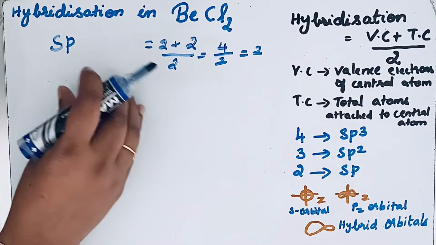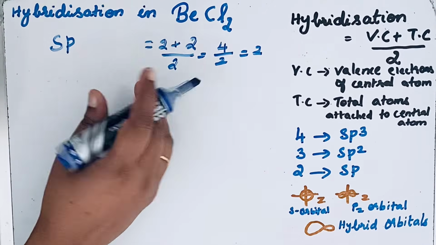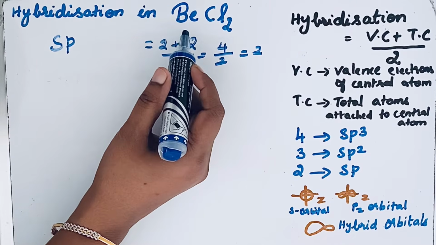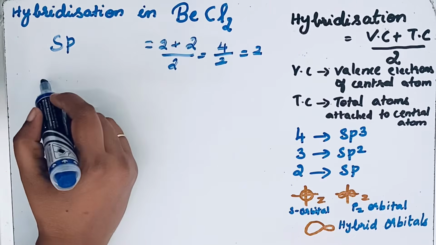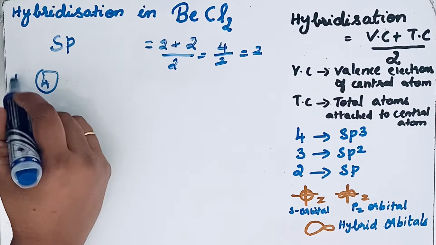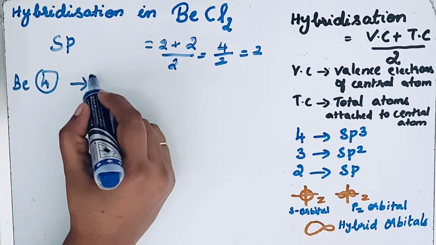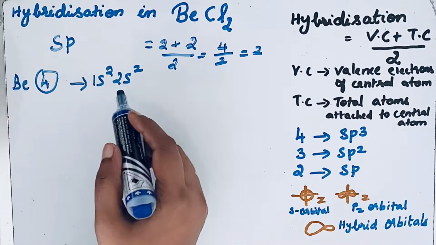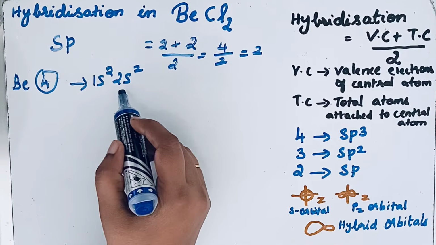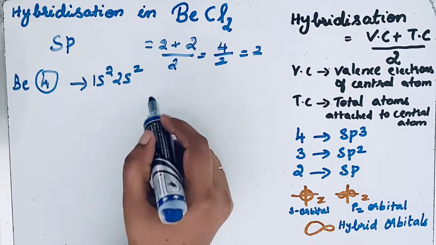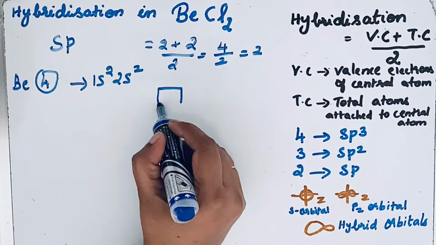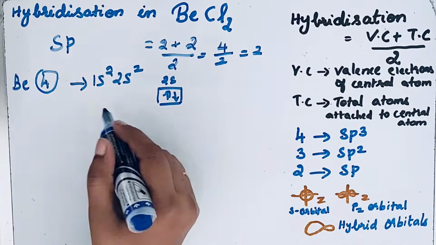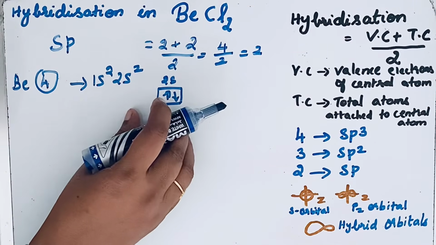Now let us write the electronic configuration of beryllium. Beryllium atomic number is 4. So the electronic configuration for beryllium is 1s2 2s2. Now let us draw the orbital diagram for the valence electrons. That means for 2s2, we can show it like 2s. We have 2 electrons. This is in the ground state.